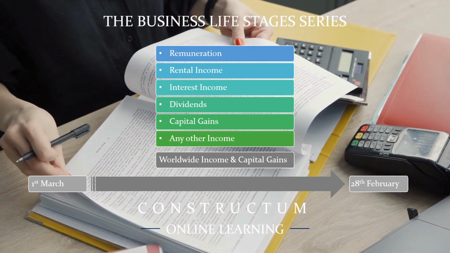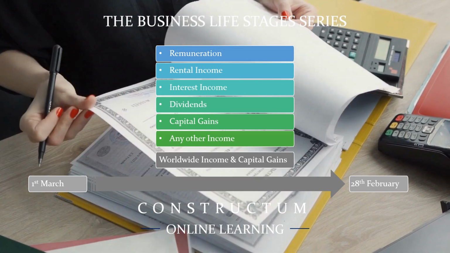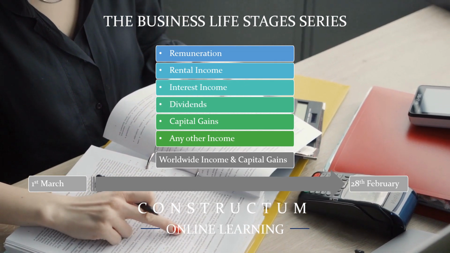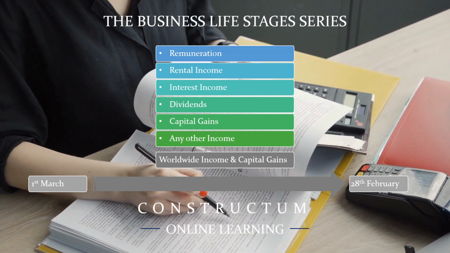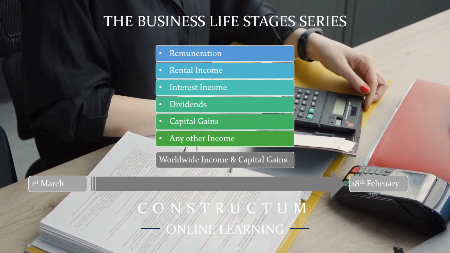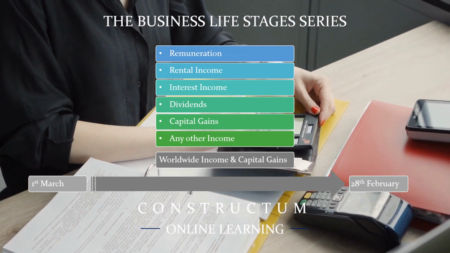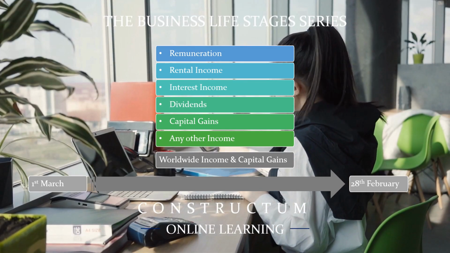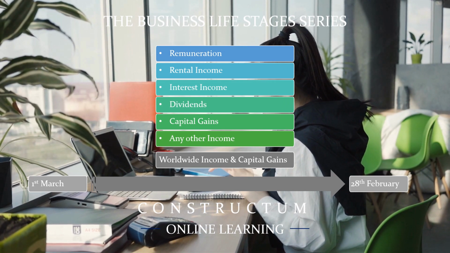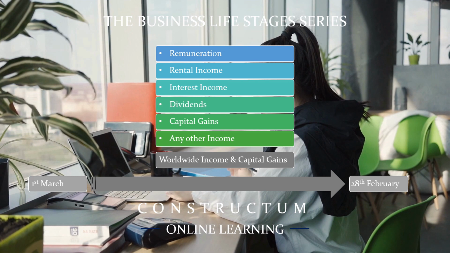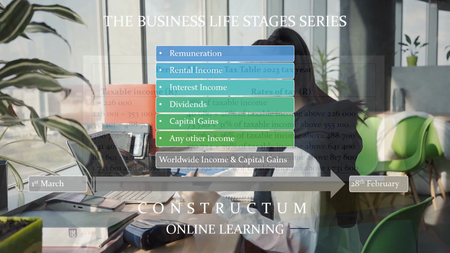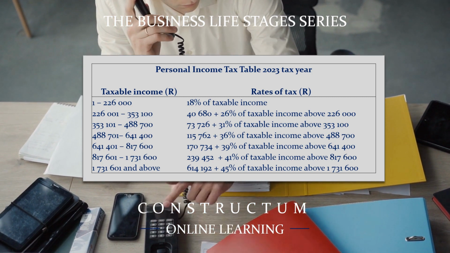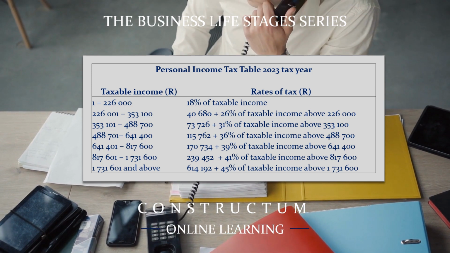Then there's capital gains from the disposal of an appreciating asset, which is also now included in the calculation for personal income tax. Then any other form of income from either local sources or from abroad. So any worldwide income or capital gains. Your tax liability is calculated over the tax year, starting on the 1st of March and ending on the 28th of February. South Africa has a progressive tax dispensation for individuals. That means that the more income you earn, the higher the tax rate that applies to you. See the table included in the slide.